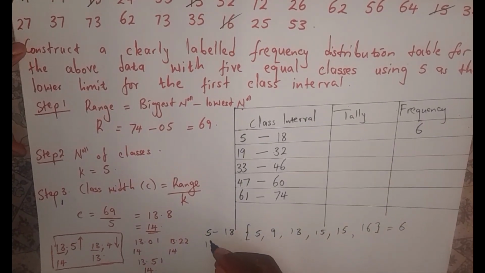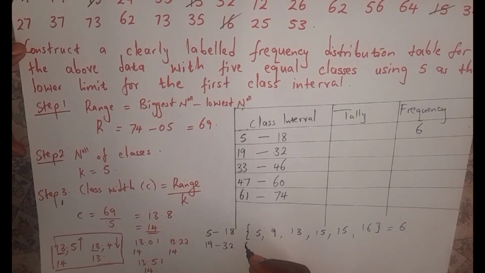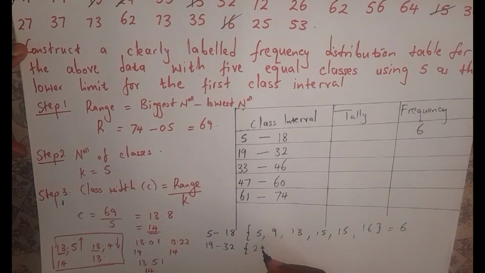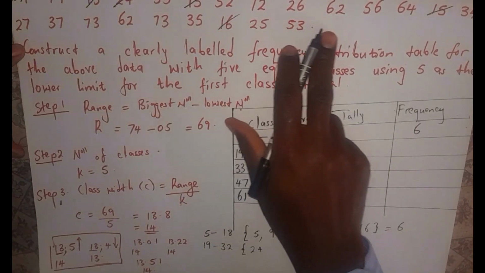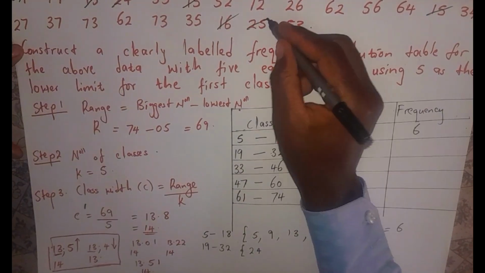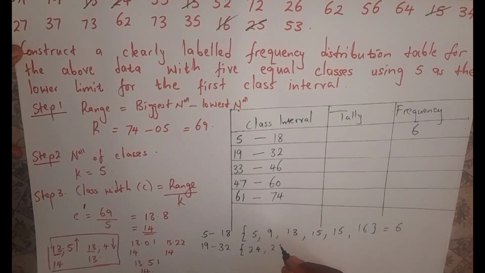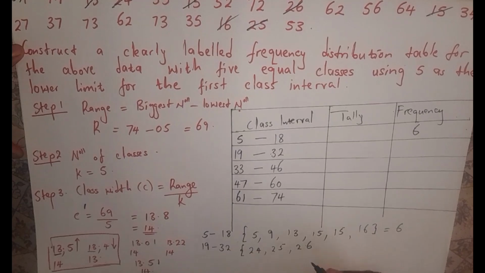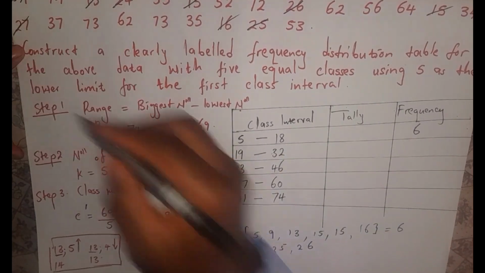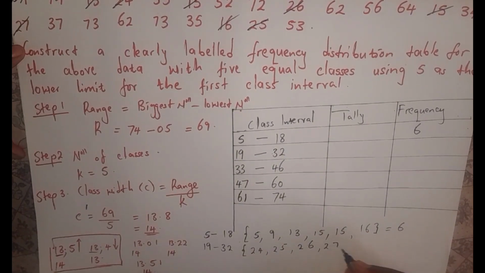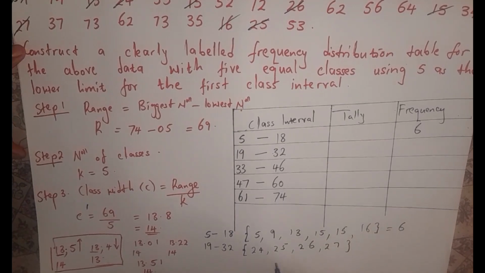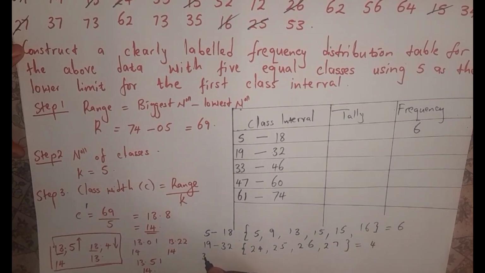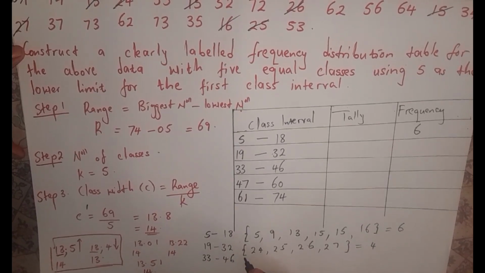And then in the interval 19 to 32, which numbers are we having? We are having 24. After 24, we are having 25. After 25, we are having 26. After 26, we are having 27. And then the frequency is 1, 2, 3, 4. It's 4.